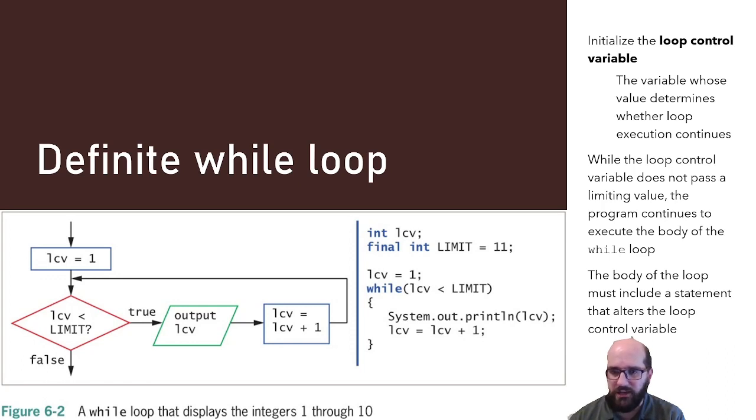When you arrive at 11, 11 is not less than 11, and so the loop exits. This is a very basic loop that displays the integers 1 through 10. You can see the flow chart here and how that works.